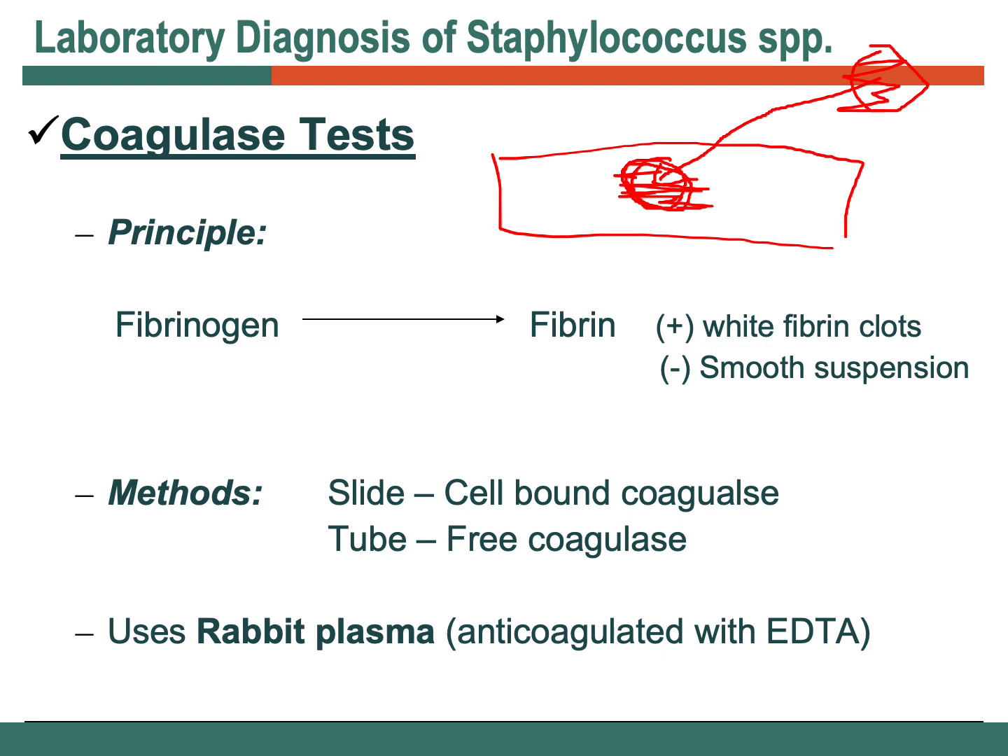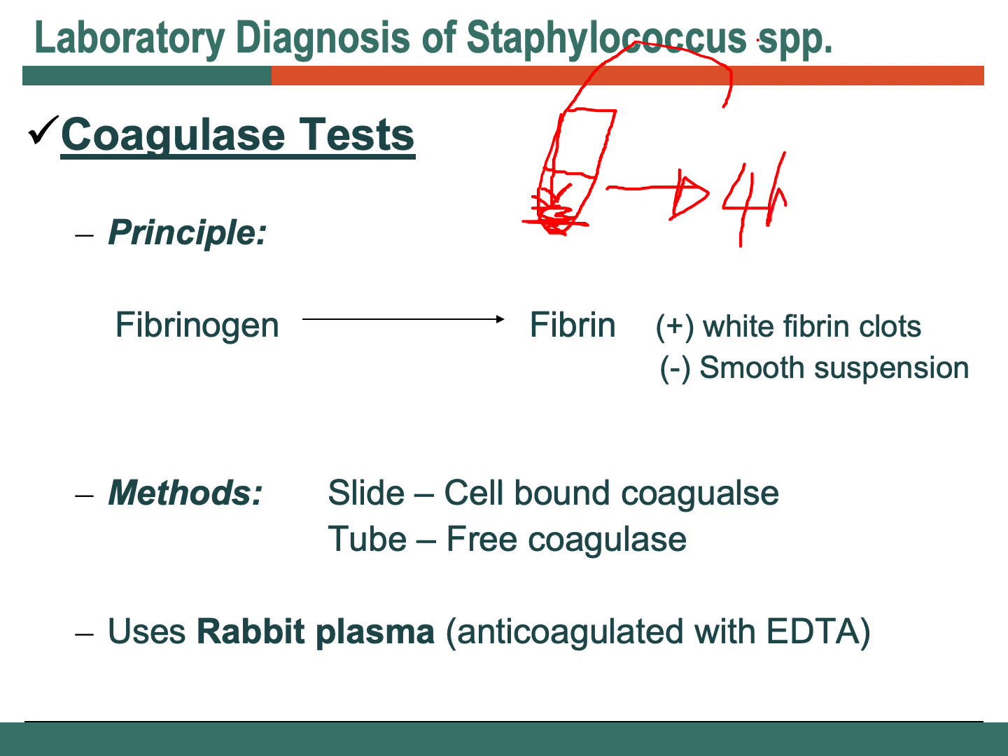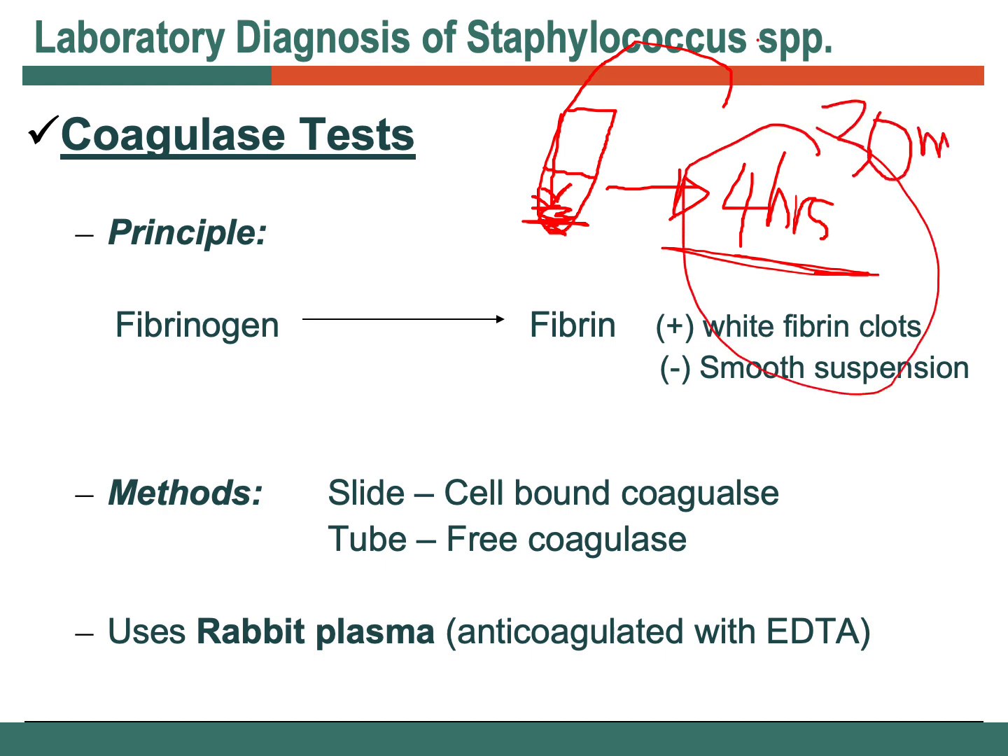Another method in detecting coagulase is your tube coagulase. In the same manner, you have there the tube, you put 3 to 5 ml of plasma, and you add your colonies, your suspected colonies for staph. You mix that one and incubate that for 4 hours. But you check the reaction every 30 minutes.